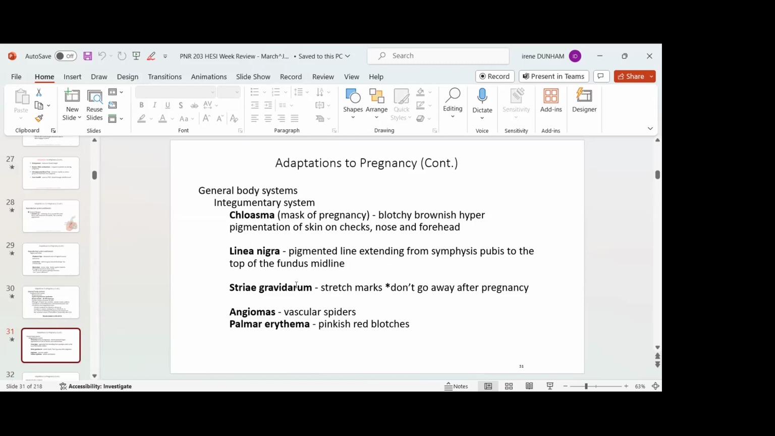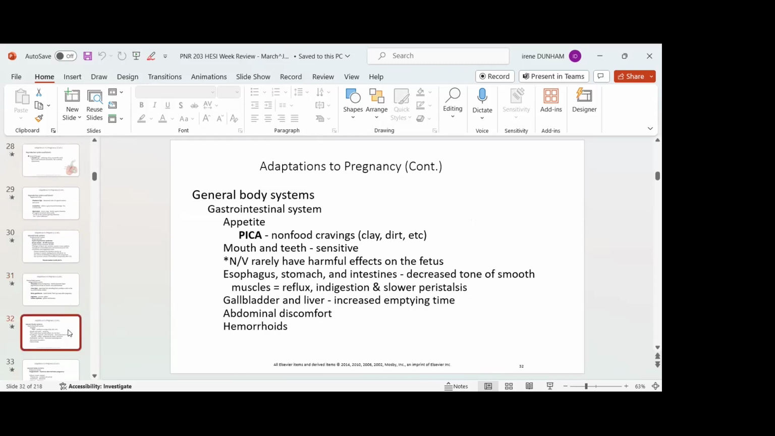The striae gravidarum, these are stretch marks. These don't go away after pregnancy. As you get much older, they do turn silver, but they don't go away. It's because the skin was stretched beyond its capacity, and so now it left a mark where it was stretched, okay? And then you have angiomas, which are vascular little spider veins, okay? And then on the palm of your hand, you could have a little bit of pink or red splotches, okay? Erythema. All right.